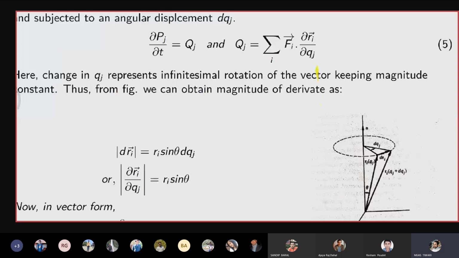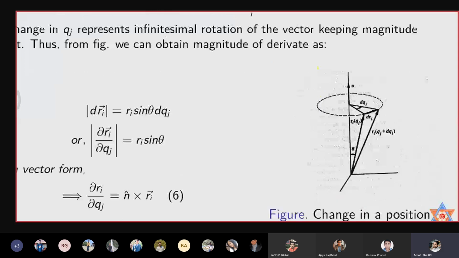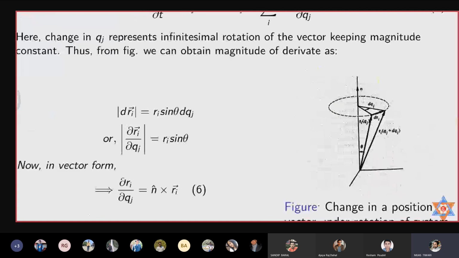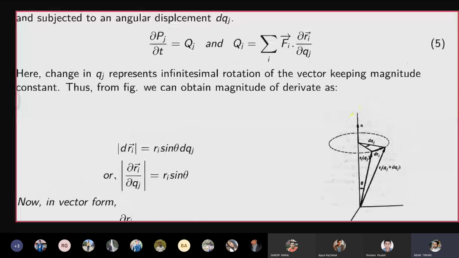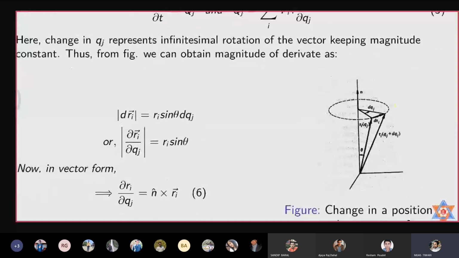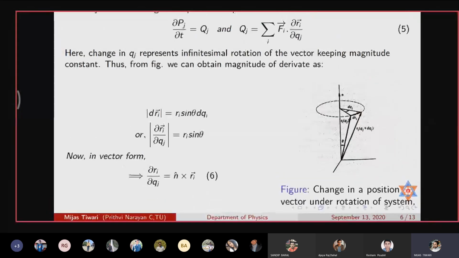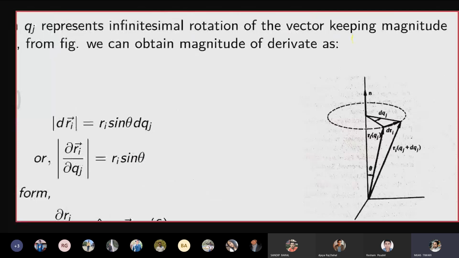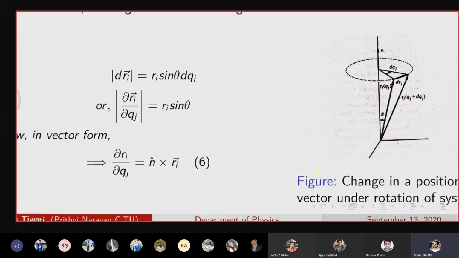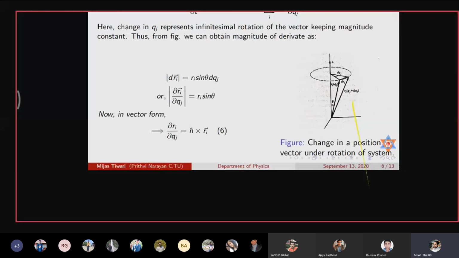From here we can see that the change is ri sin theta dqj, and we need to substitute the value of del ri by del qj, and thus del r by del qj equals ri sin theta. This is in magnitude form. Now in vector form we write it: here n cap is the direction about which the system is displaced, the system is rotated, in fact.